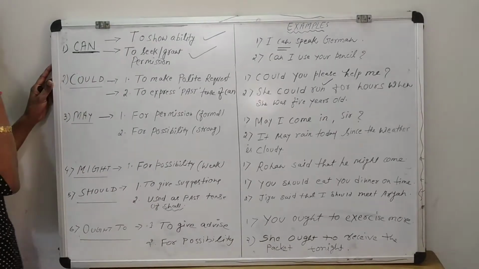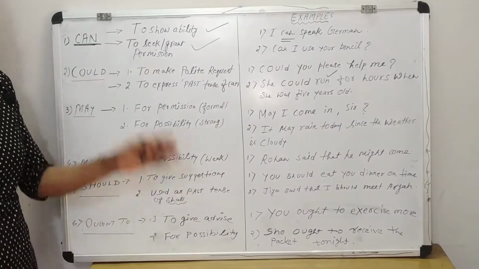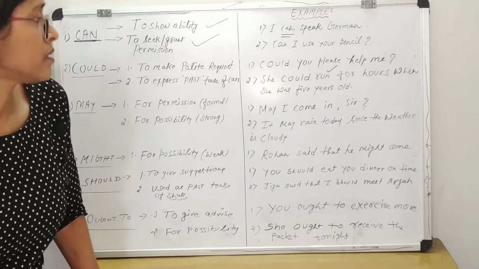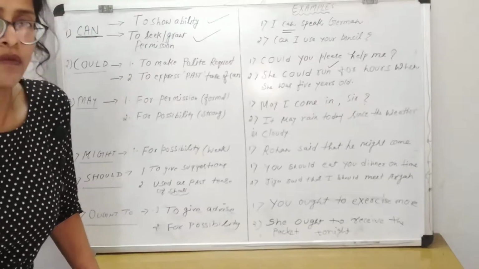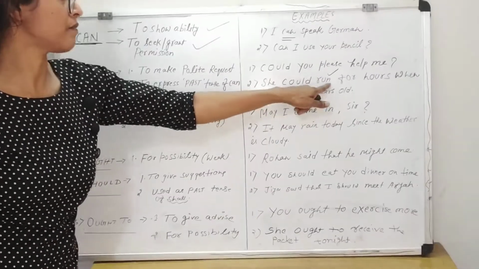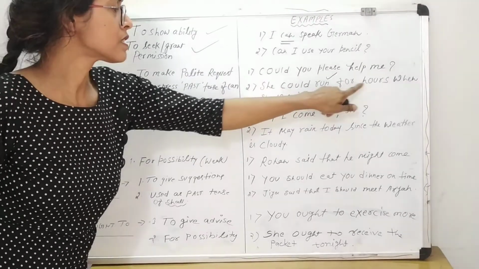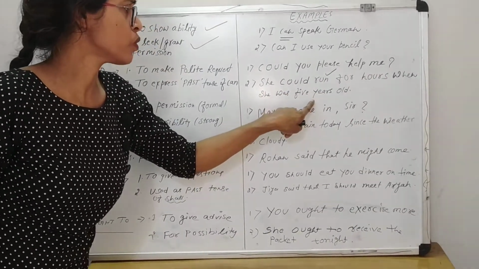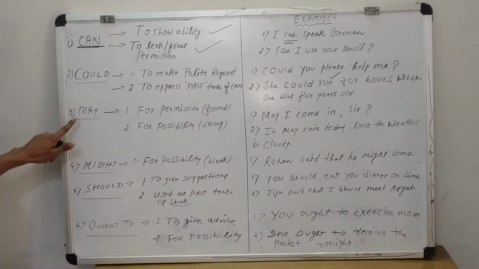Come to the second. Now, past tense of can. Suppose you are making any statement in past tense. In that case, instead of using can, you will use could. She could run fast. She could run for hours when she was 5 years old. Right? Now come to the third point.